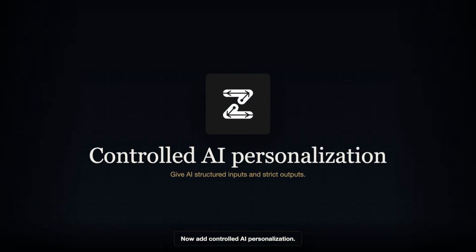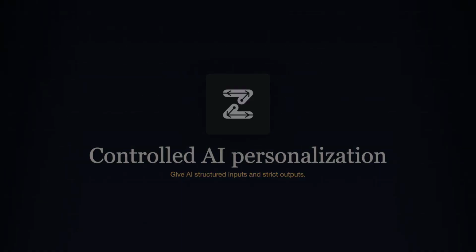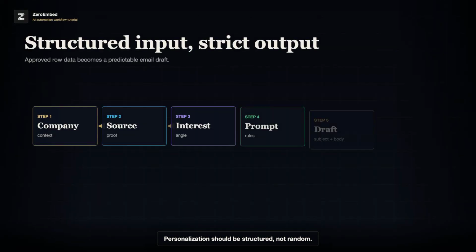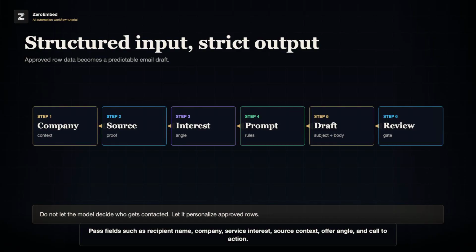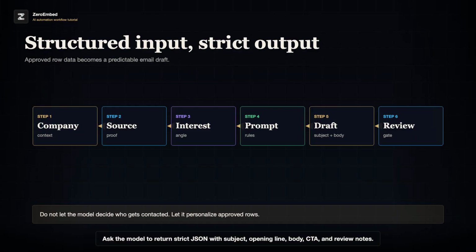Now add controlled AI personalization. Personalization should be structured, not random. Pass fields such as recipient name, company, service interest, source context, offer angle, and call to action. Ask the model to return strict JSON with subject, opening line, body, CTA, and review notes.